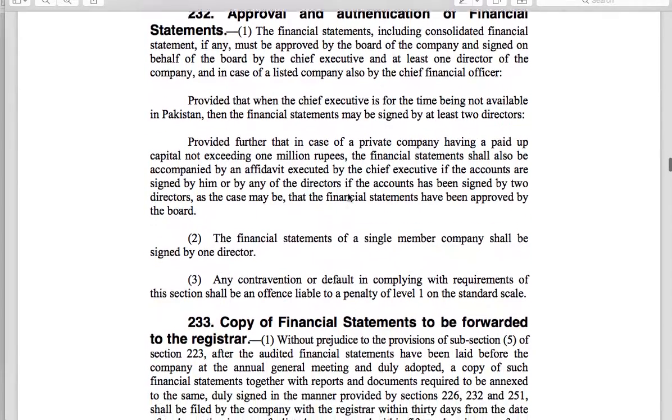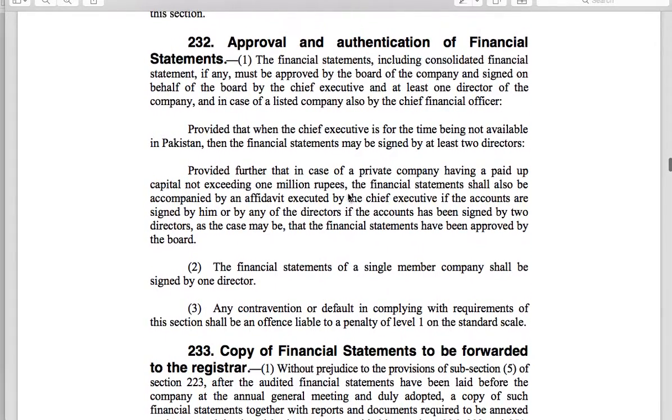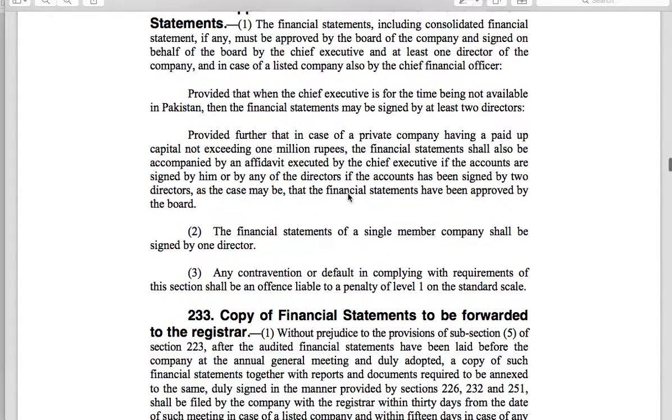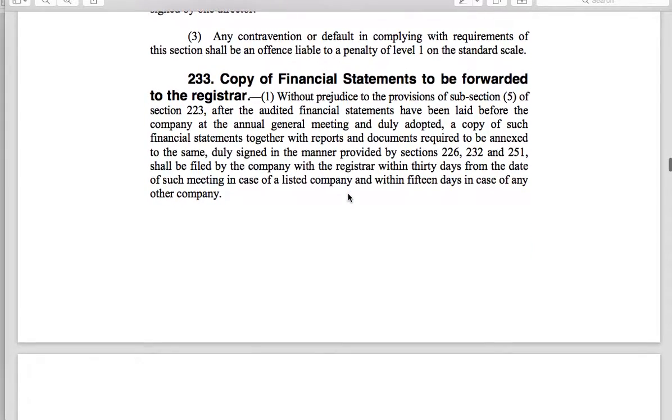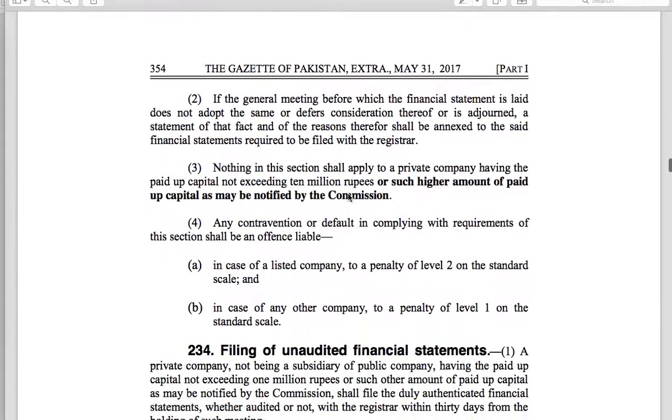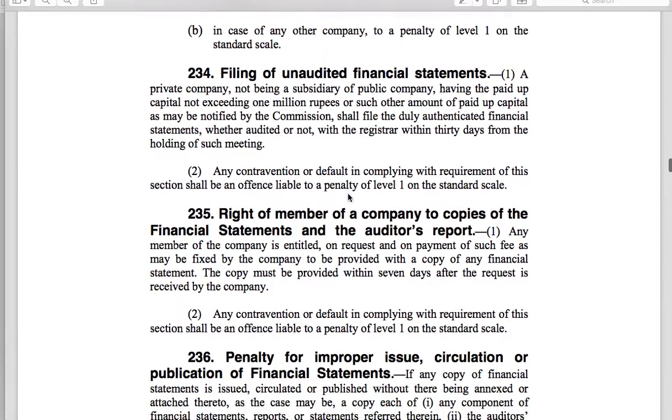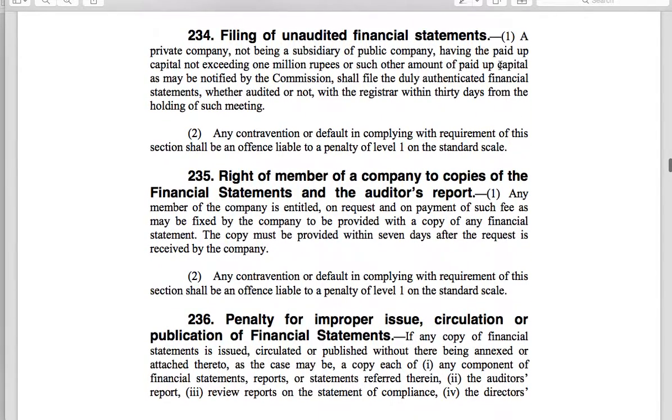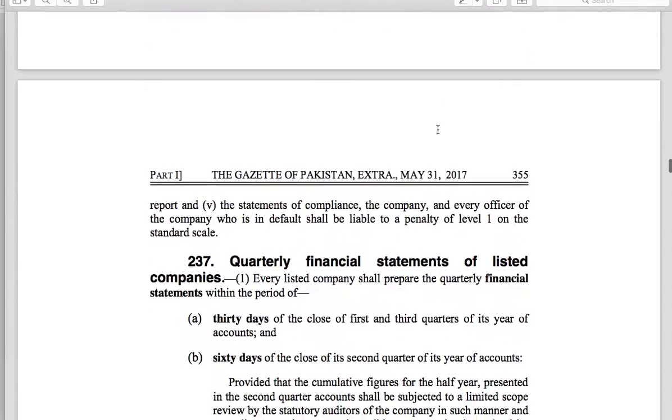Now, approval and authentication: the directors have to authenticate and the shareholders have to approve the annual financial statements. Then the copy has to be sent to the registrar, who has to file unaudited financial statements. A private company, not being a subsidiary, having paid up capital not exceeding 1 million rupees, has to file unaudited financial statements, which means that they don't have to be audited by the auditor or the chartered accountant or the cost and management accountant. What are the rights? What are the penalties?